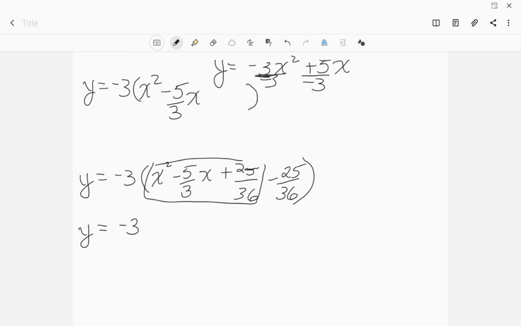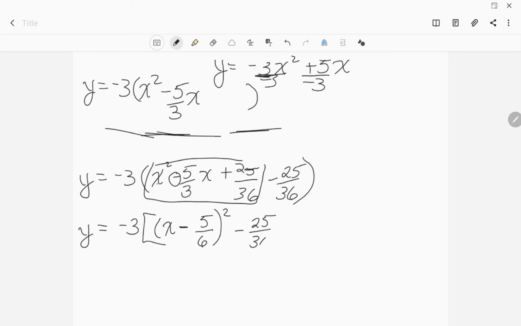But, just let me see. It's funny, it's not a dead space when it's my finger. So if I'm going to factor this, again, the square root of x squared is x. There's a minus here, so I'm going to put a minus. The square root of 25 over 36: just take the square root of the top and the square root of the bottom. The square root of 25 is 5. The square root of 36 is 6. So it's x minus 5 over 6 squared, and then I have minus 25 over 36.